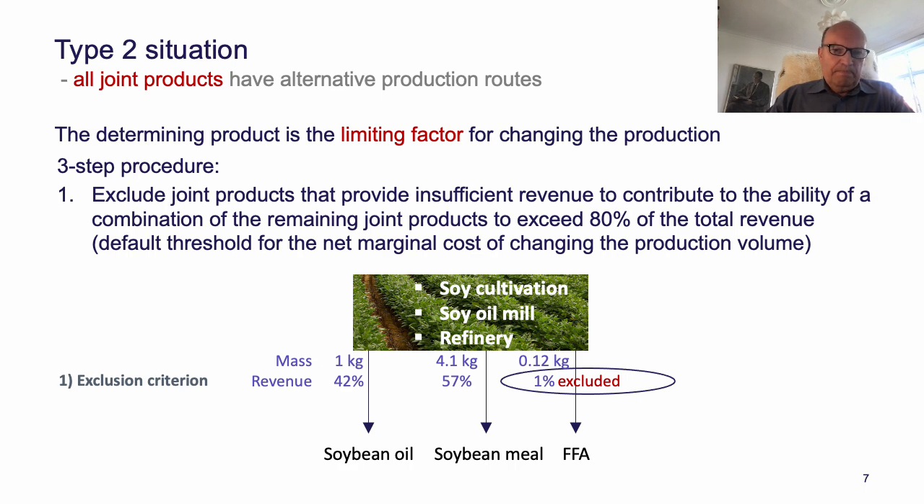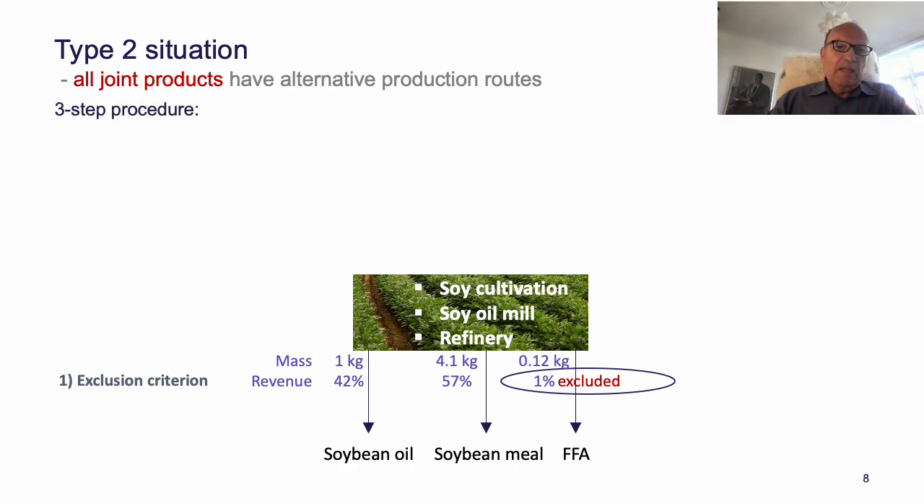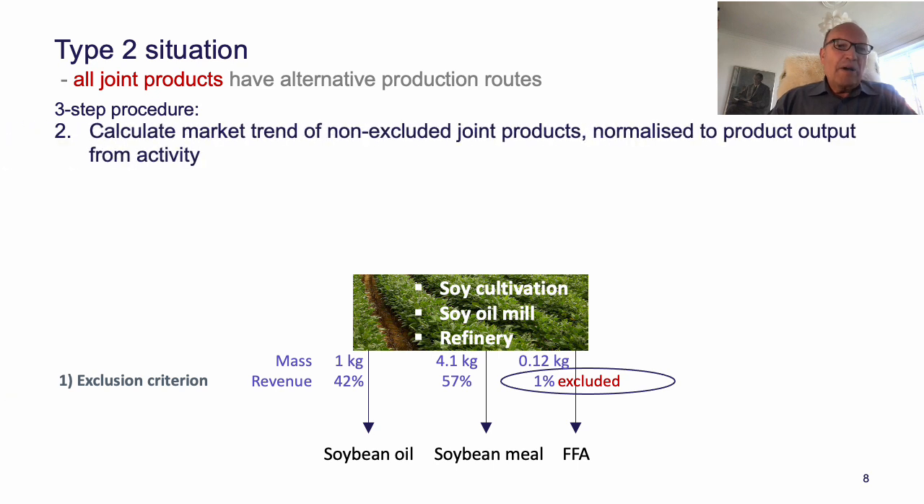Next step is to look at the market trends of the non-excluded products. Here we have only 2 non-excluded products left, and we normalize this market trend to the product output from the activity. First, let's look at the general market trends.